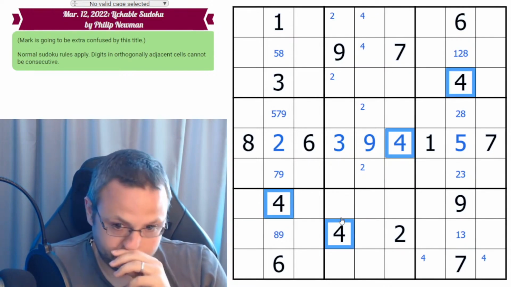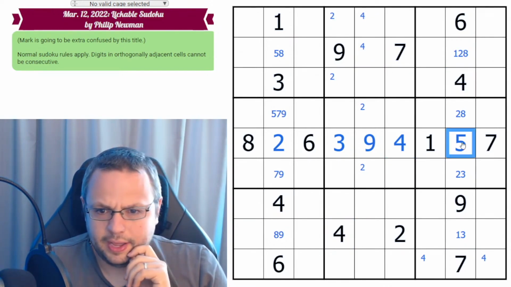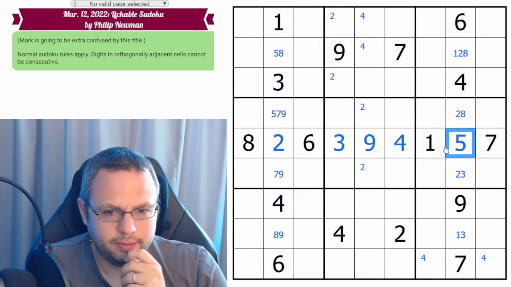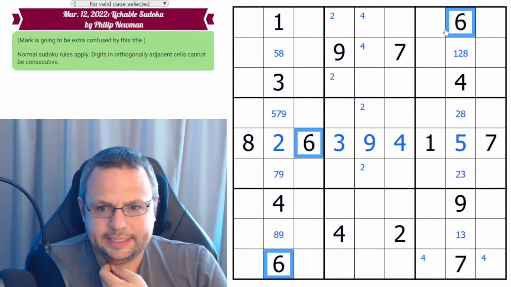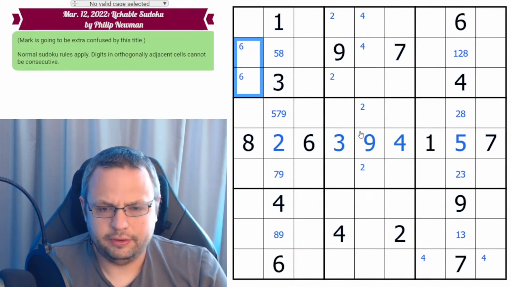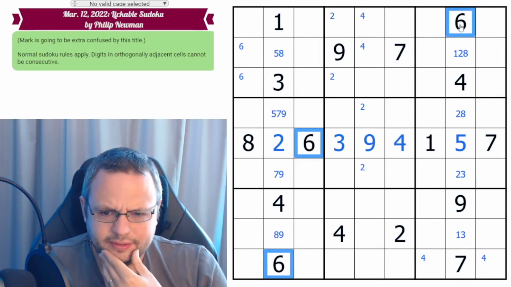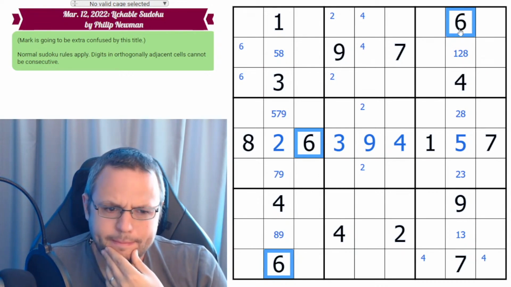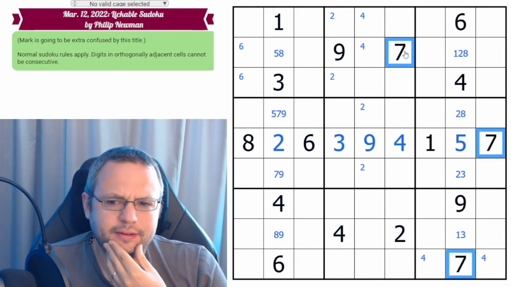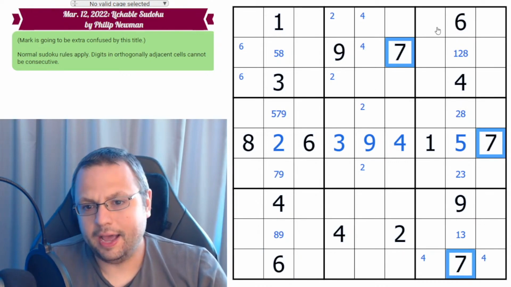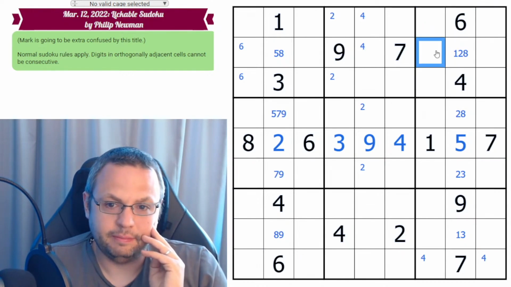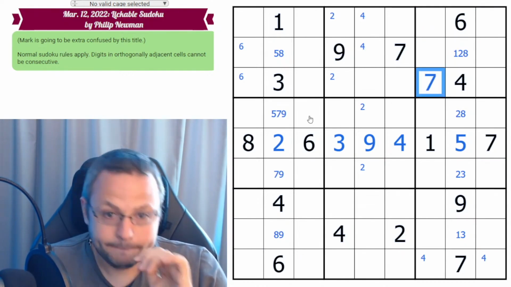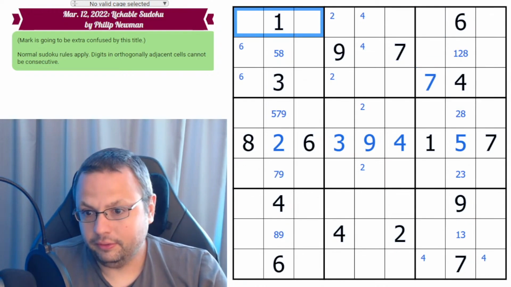Let's see, 5. There's only one 5, so I'm not super optimistic about 5s. 6s. 6 goes in one of these 2 cells. Is there anything else I can do with 6? Immediately. 7s. 7 is just placed in this box. So 7 needs to go in one of these 3 cells, except not that one or that one. So 7 is here. So 7's in one of these 2 cells.